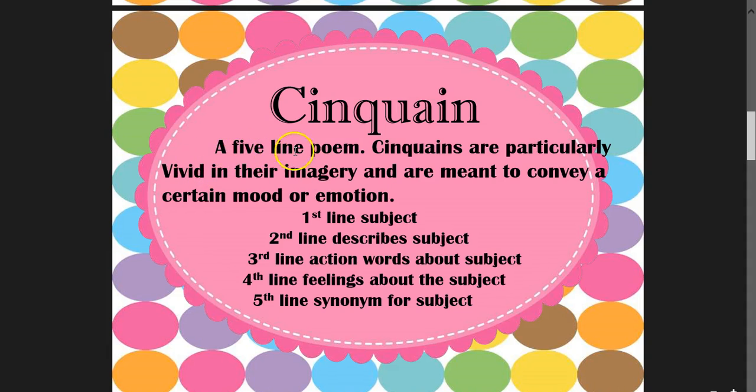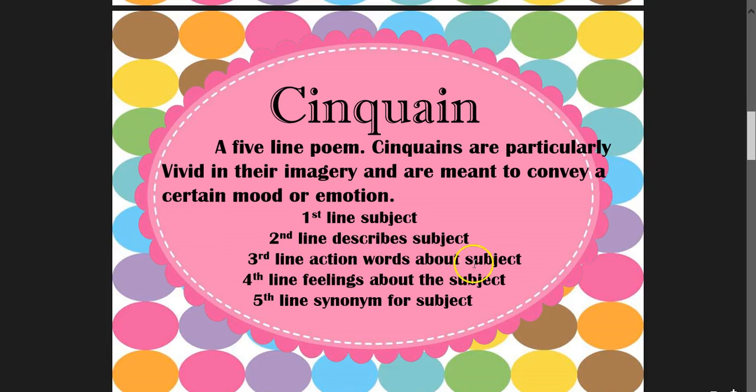So cinquain is a 5-line poem. Cinquains are particularly vivid in their imagery and are meant to convey a certain mood or emotion. Remember, mood is the feeling you get after reading the text. In a cinquain poem, the first line is just the subject, like dogs. Second line describes the subject. Maybe if you were describing dogs, you'd say playful and funny.